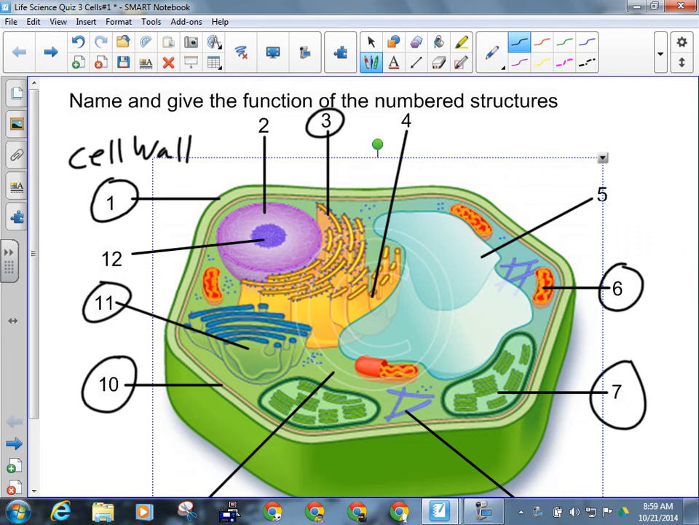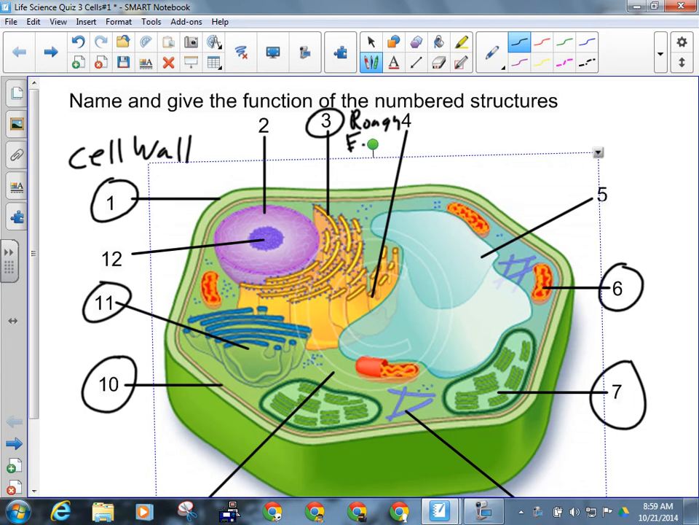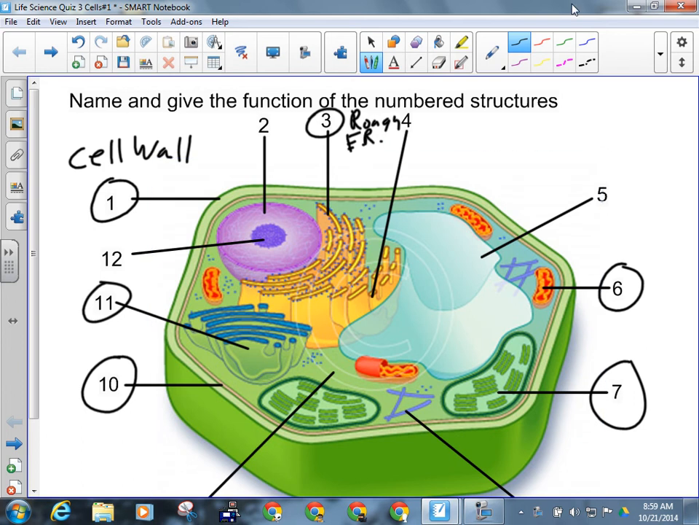Number three is pointing at the rough ER. The rough ER's job is to transport proteins. Number six is the mitochondria. The mitochondria's job is to burn sugar for energy.